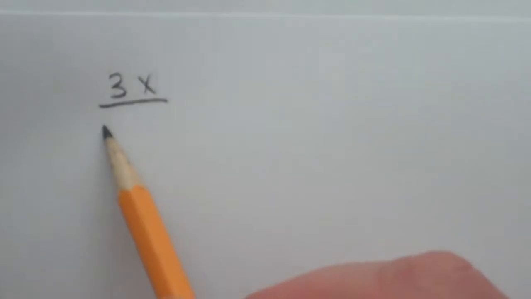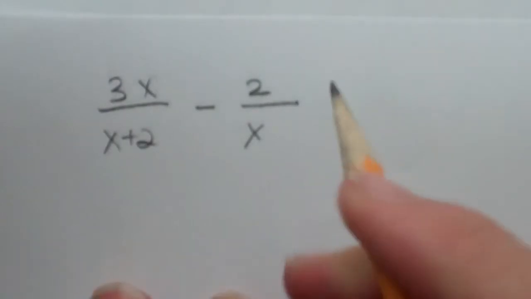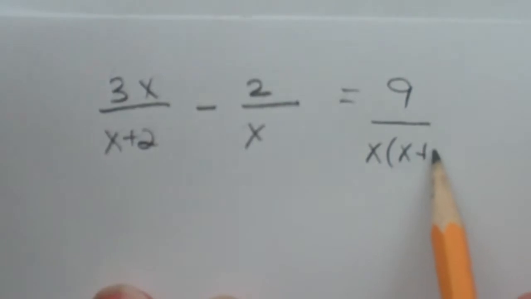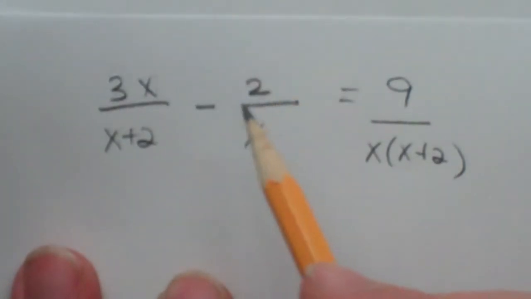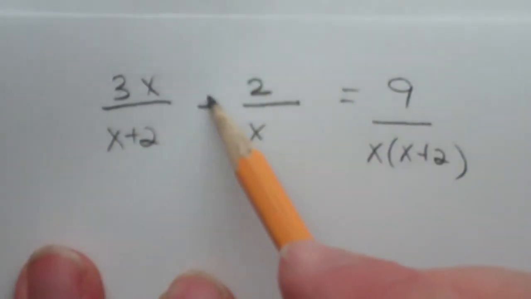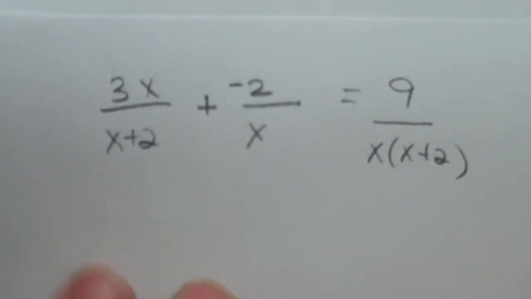I'm going to write it down again so everyone can see it clearly. Here we have the problem. 3x over x plus 2 minus 2 over x is equal to 9 over x times the quantity x plus 2. Good. The first thing that we will do is change the subtraction sign into a plus the opposite. That avoids making a common mistake when we distribute later. Change this subtraction sign into a plus and make this a negative 2.